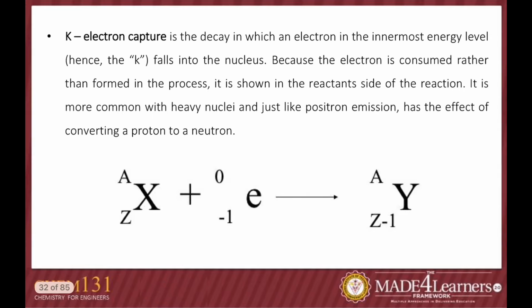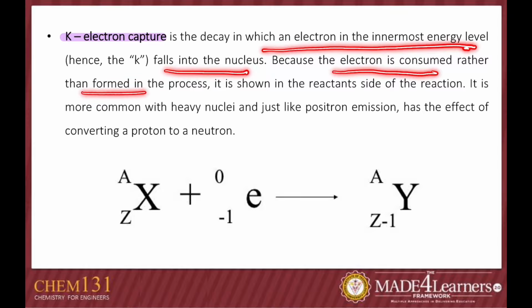And then, we have K electron capture. The K electron capture is the decay in which an electron in the innermost energy level falls into the nucleus. Because the electron is consumed rather than formed in the process, since it is captured, it is not released, so we put it on the reactant side, the left side. So, it is shown in the reactant side of the reaction.